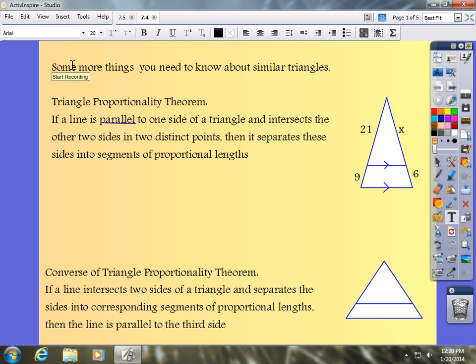Welcome class. Today we are going to learn about lesson 7-4, and it's just some more things you need to know about similar triangles. First we have the triangle proportionality theorem. It just says that if we have a line that's parallel to one side of a triangle and it connects with the other two sides, then it separates these into segments of proportional lengths.